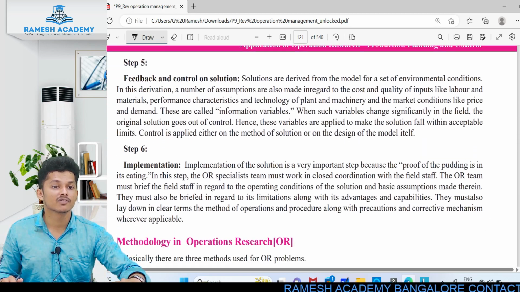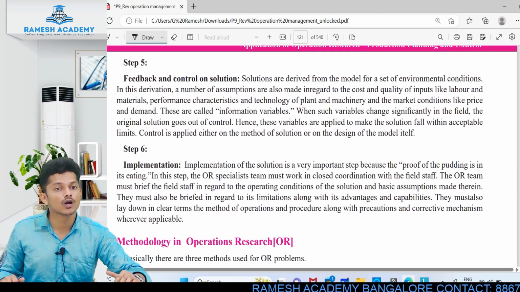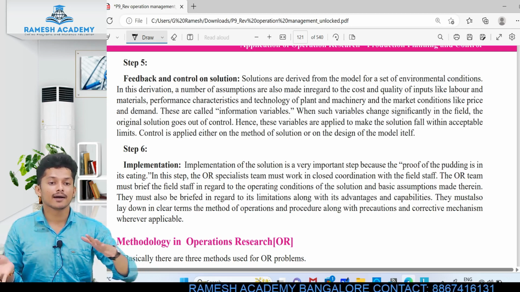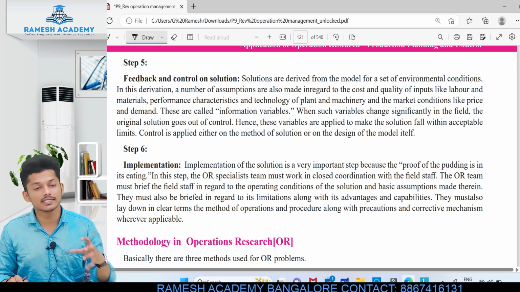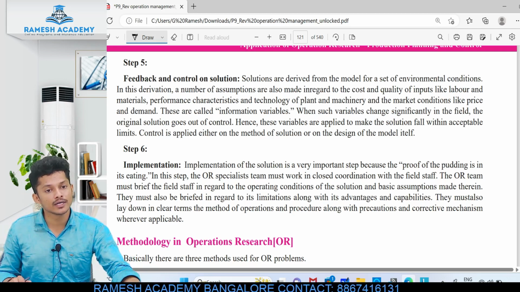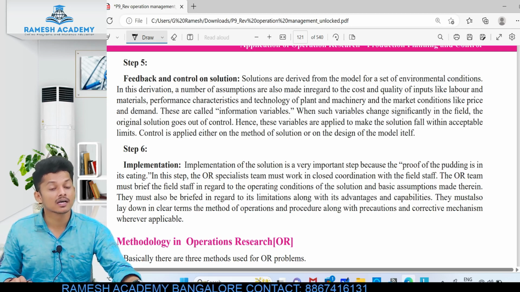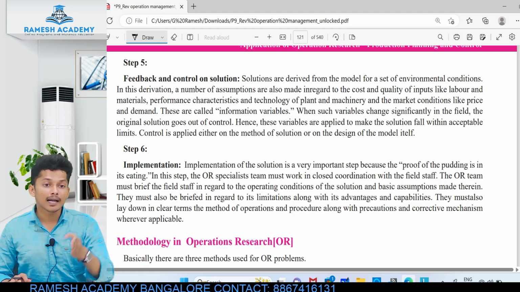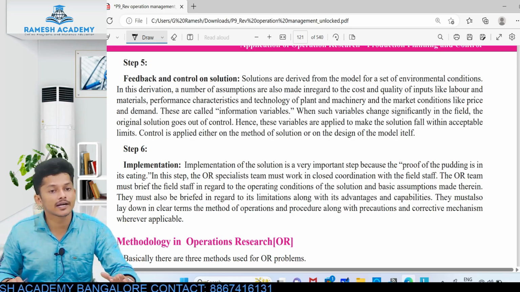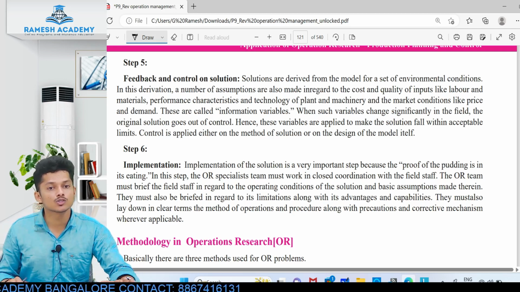Next, coming to 5, feedback and control of solution. Okay, so control is nothing but control. Always don't think control has only one meaning; we have 2 different meanings. One is managing or controlling the activities of the factors. Another meaning is nothing but comparing the standards with actuals. So that also comes under the meaning of control. Feedback and control on solutions.